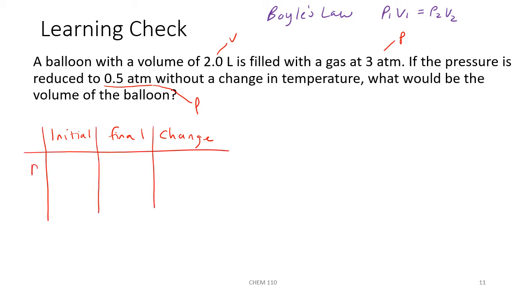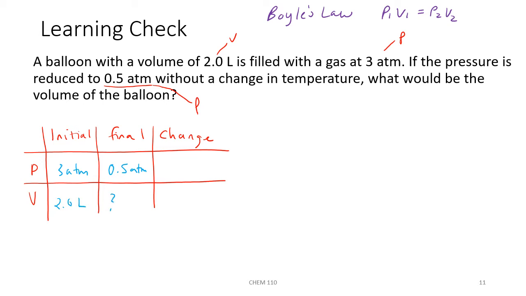So in this one, we're looking at specifically pressure and volume. So those will be the 2 things. And our initial pressure was 3 atmospheres. Our final pressure is reduced down to 0.5 atmospheres. Our initial volume is 2 liters, and we don't know what our final volume is.